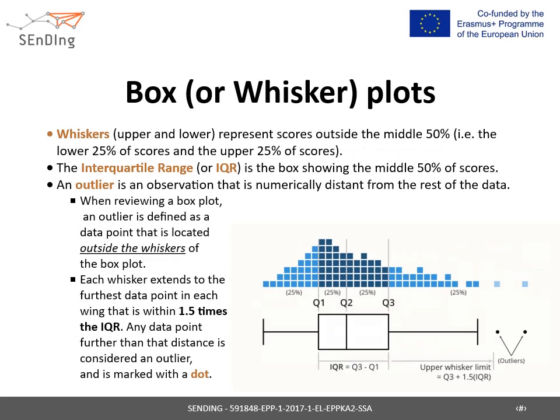Whiskers, upper and lower, represent scores outside the middle 50%, i.e. the lower 25% of scores and the upper 25% of scores. The interquartile range, or IQR, is the box showing the middle 50% of scores. An outlier is an observation that is numerically distant from the rest of the data. When reviewing the box plot, an outlier is defined as a data point that is located outside the whiskers of the box plot. Each whisker extends to the furthest data point in each wing that is within 1.5 times the IQR. Any data point further than that distance is considered an outlier, and is marked with a dot.